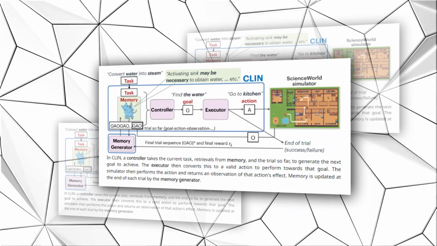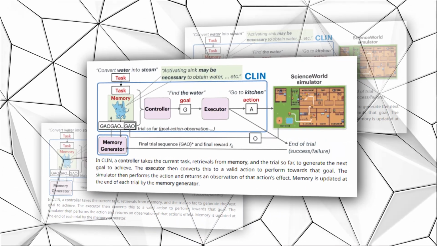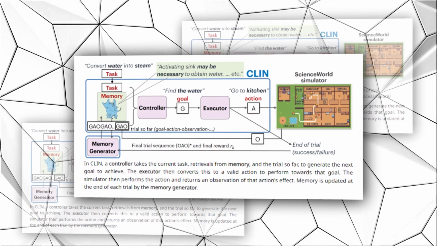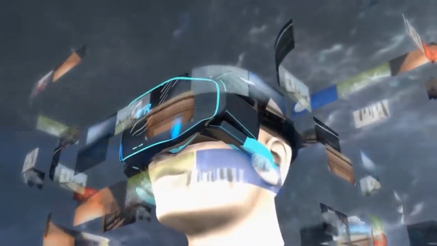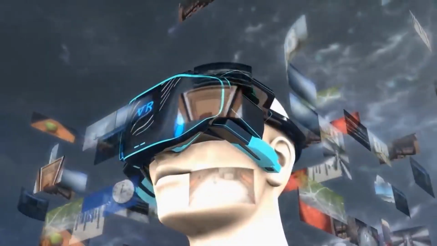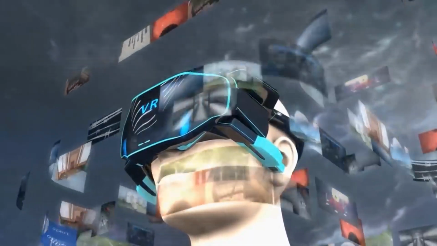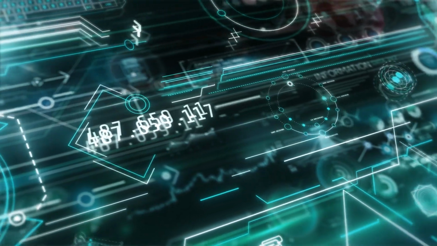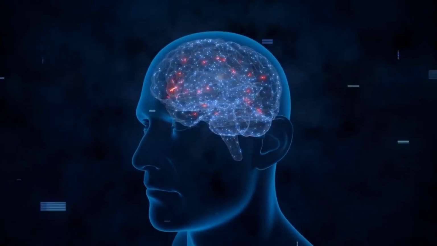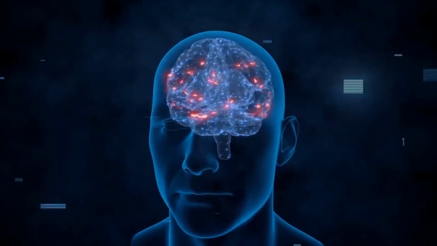The architecture of CLIN is such that the controller uses the current task, memory retrievals, and the current trial to determine the next goal to achieve. Once that has been identified, the executor converts this goal into a valid action to work towards achieving it. Next, the simulator takes action, and the effect of that action is observed. The memory generator updates the memory at the end of every trial.